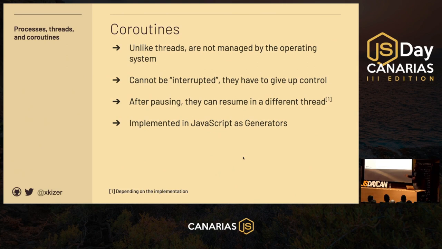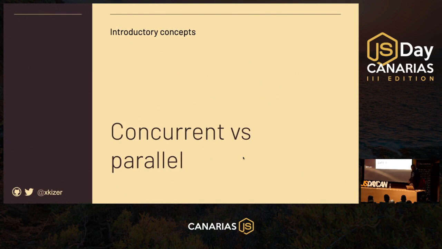A coroutine has to give up control by yielding, and after pausing, in some implementations the coroutine can continue executing from another thread. So coroutines are not tied to a particular thread, and they are implemented in JavaScript as generators. Another concept is concurrent versus parallel.